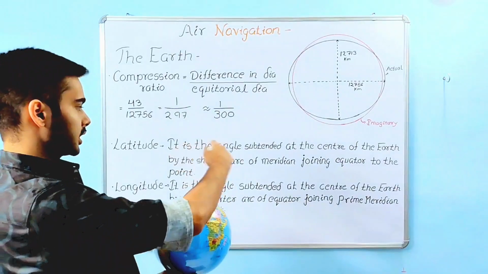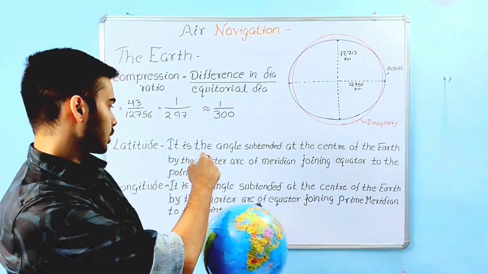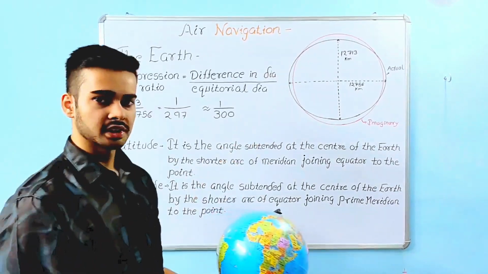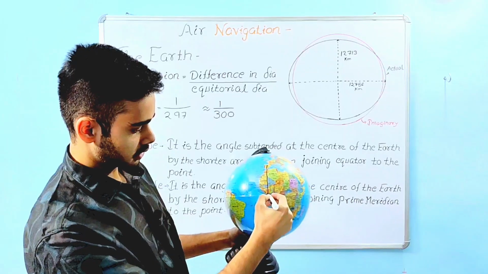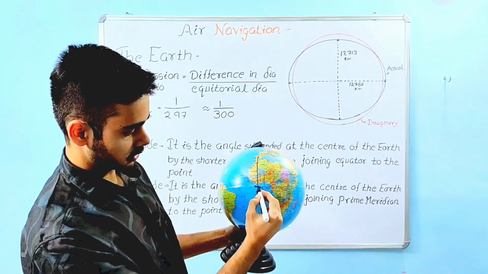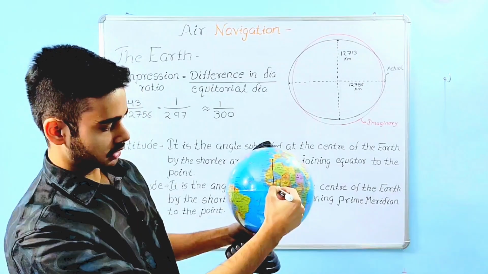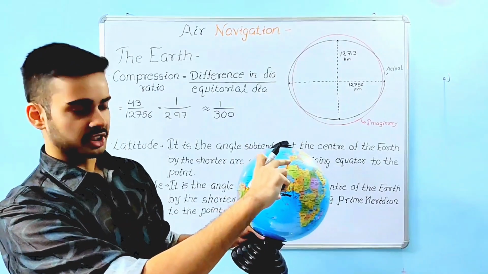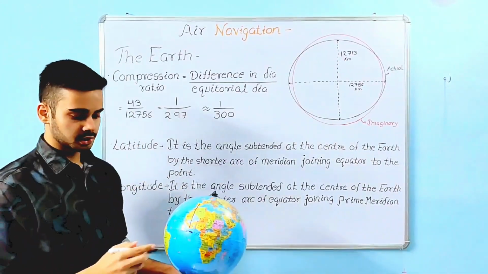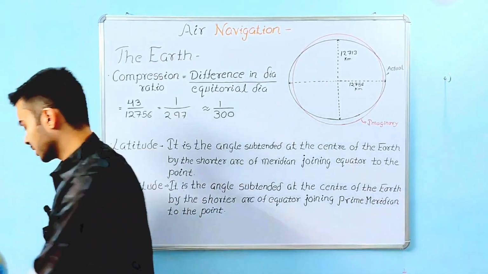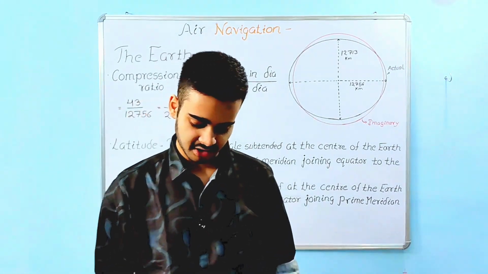According to this definition, what will be its latitude? The shorter arc of the meridian joining the equator to the point. Let's draw this. This is the equator, this is the point, and this is the shorter arc. The angle subtended by this arc at the center of the earth will be the latitude of this point. Now to imagine it one step better, why not do a new experiment?